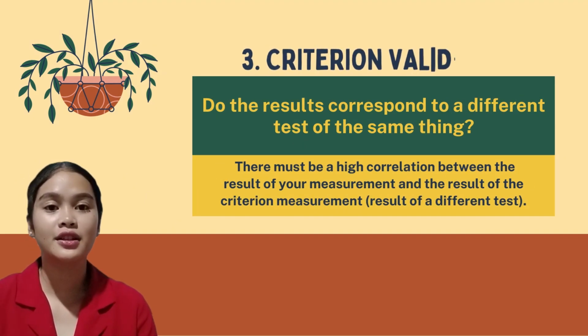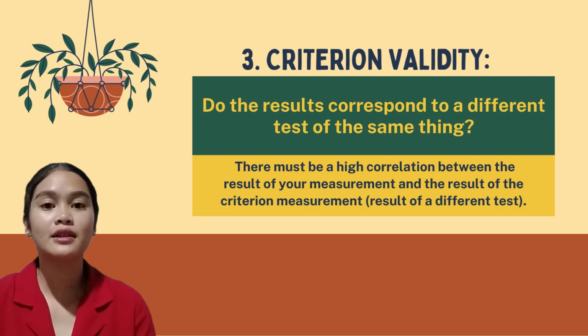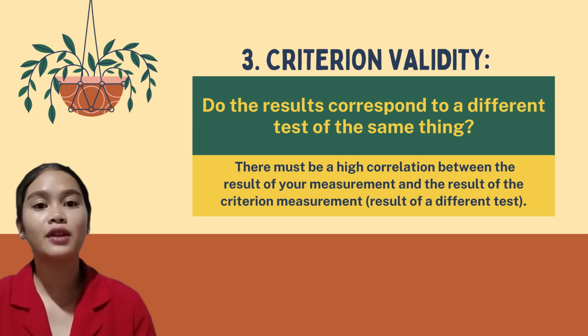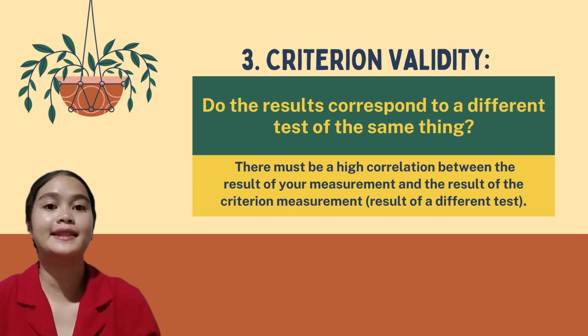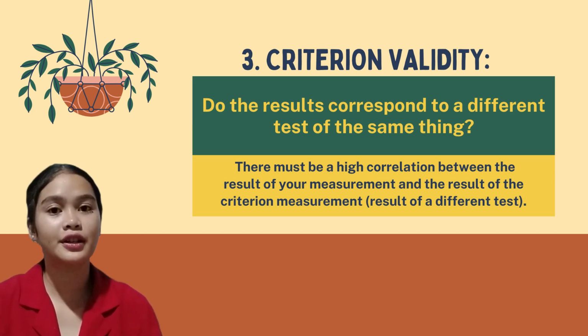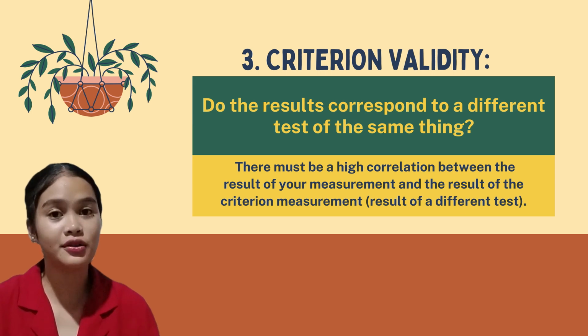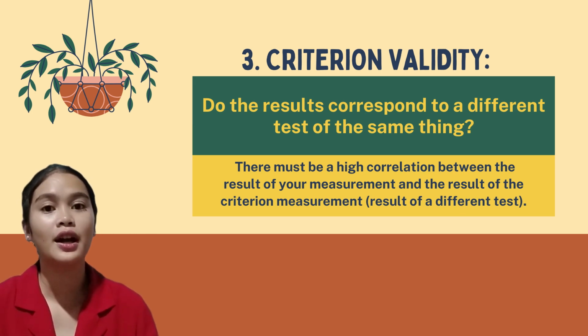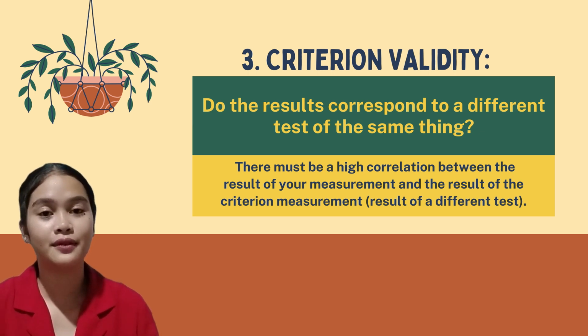Third is criterion validity. Do the results correspond to a different test of the same thing? To achieve criterion validity, there must be a high correlation between the result of your measurement and the result of the criterion measurement or result of a different test. When the criterion is measured at the same time as the construct, criterion validity is referred to as concurrent validity. However, when the criterion is measured at some point in the future or after the construct has been measured, it is referred to as predictive validity.